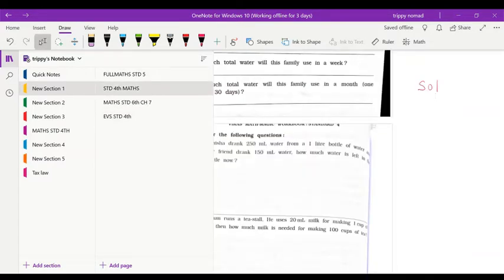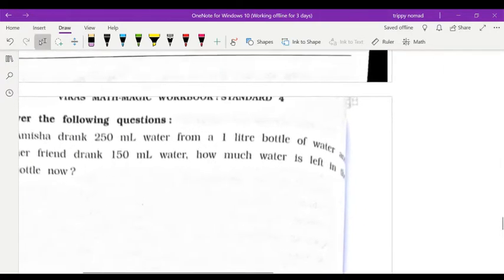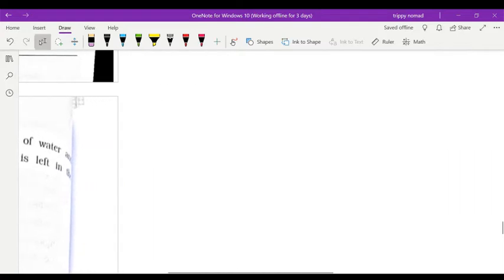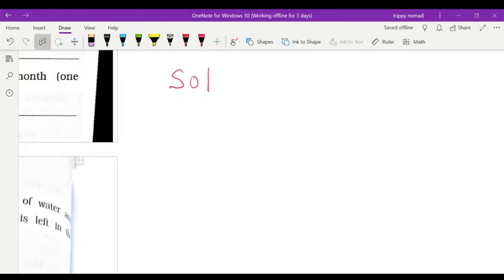Just wait children, I am going to open your book. I'm going to open another book so that I will be able to explain you in a better way. Sometimes the picture disappears. Let me open the book also. Now I will read the statement from my book.